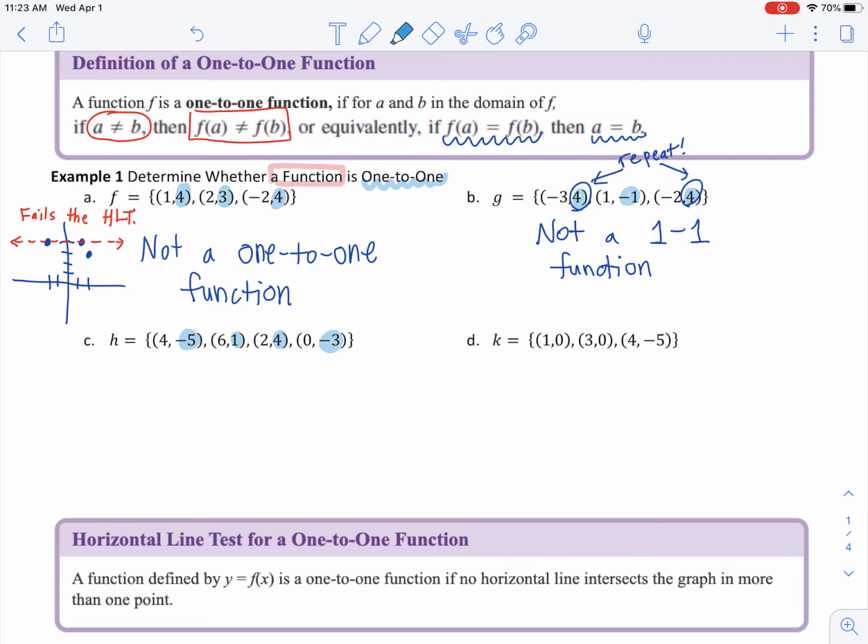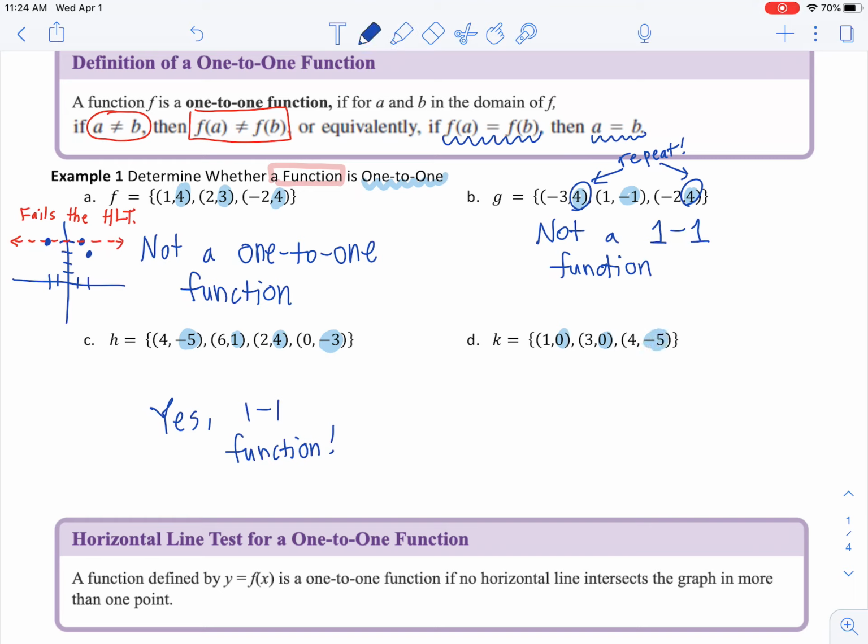Now let's look at C and D. C, -5, 6, 4, and -3. Notice all the y values are different, right? So if you plot this, if you graph this, then it's going to pass the horizontal line test. So this one, yes, is a one-to-one function. Why? Because all the y values are different.